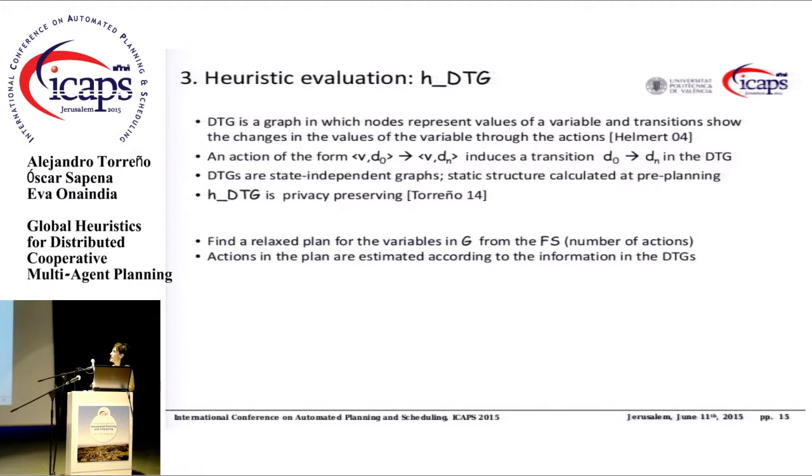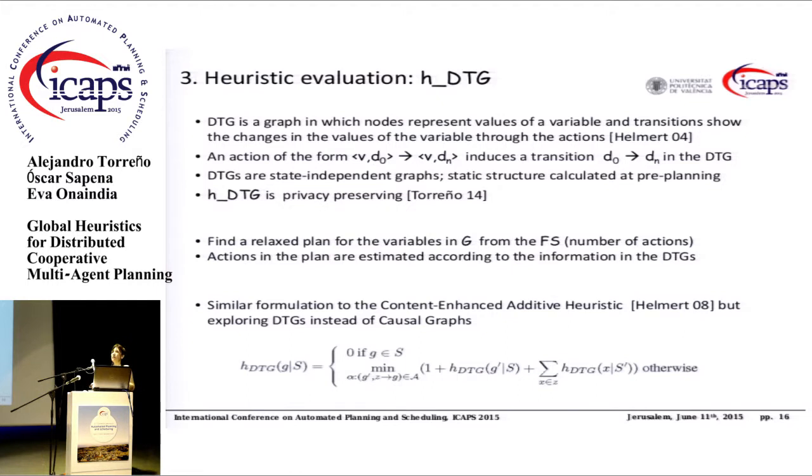So what we basically do is find a relaxed plan for the variables in the goal state from the frontier state, and then we count the number of actions, and the actions in the plan are estimated according to the information in the DTG. So this heuristic is very similar to the context-enhanced additive heuristic, but we work with DTGs rather than causal graphs. So basically, this heuristic works as follows.